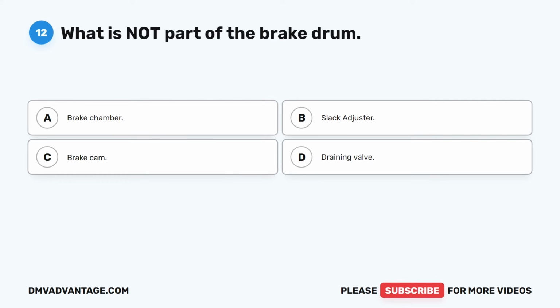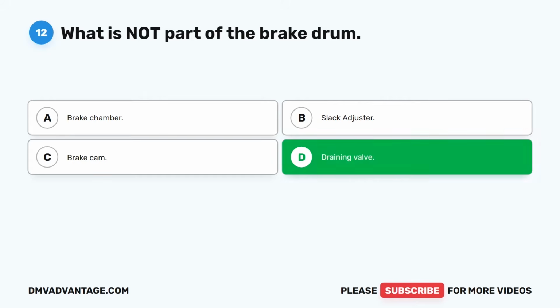Question 12. What is not part of the brake drum? A. Brake chamber. B. Slack adjuster. C. Brake cam. D. Draining valve. The correct answer is D.